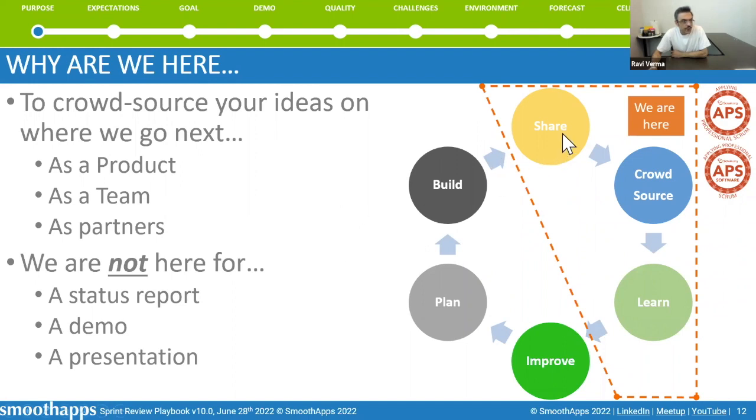So tell them we are here to share the work we've done. Then we're going to crowdsource your wisdom. We're going to learn from you. And then after this meeting is over, we are going to figure out how do we synthesize your wisdom and course correct. Because each one of you knows something that nobody else does.